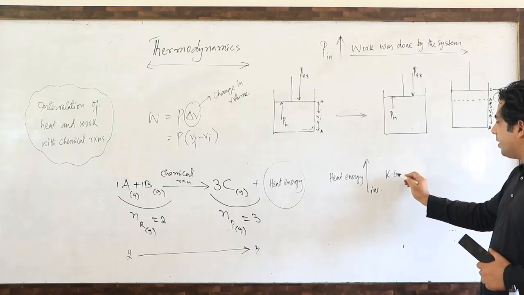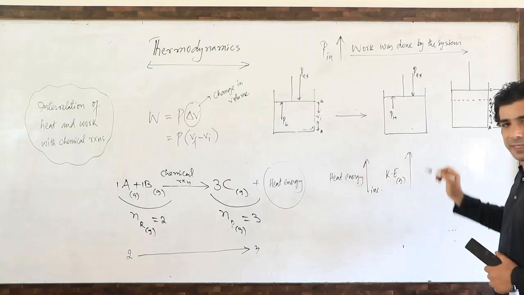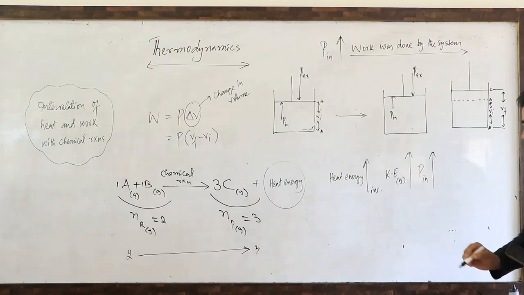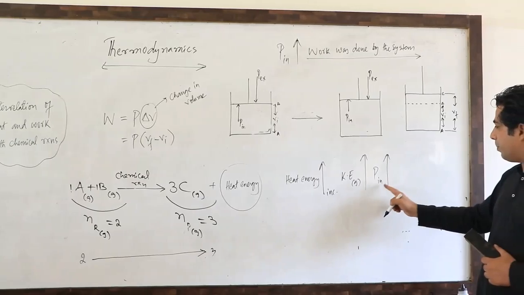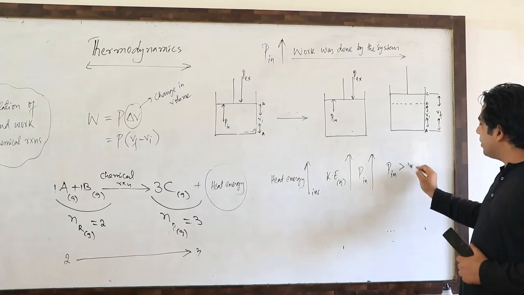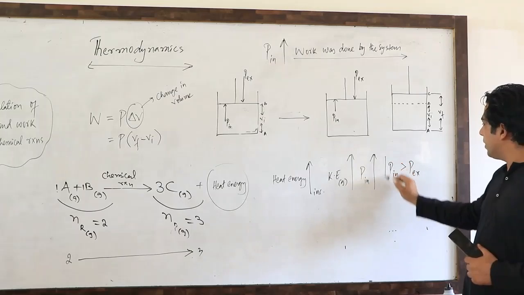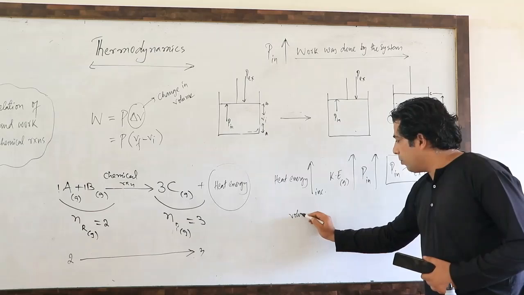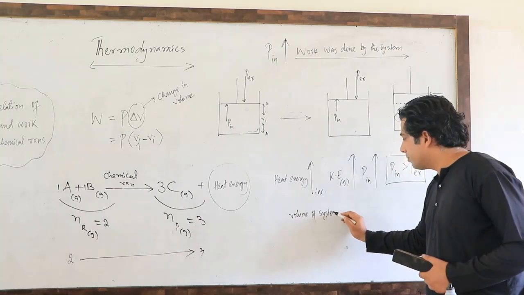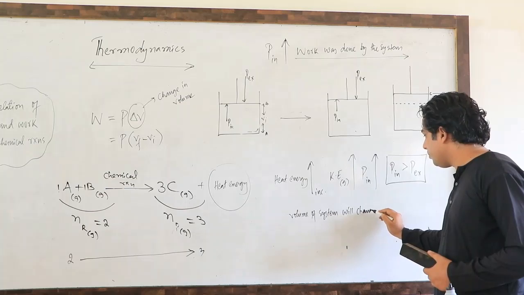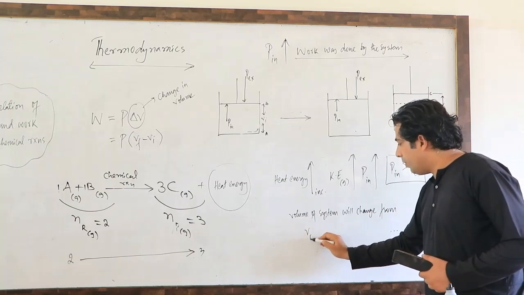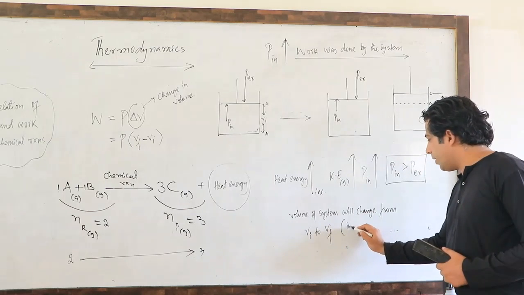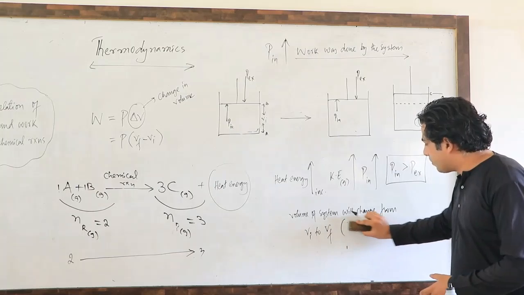So heat energy is produced in the reaction, so heat energy increases. That means the kinetic energy of the gas will also increase. When kinetic energy of gas increases, that means internal pressure will also increase. When internal pressure increases, then what will happen? P internal will become greater than P external. When P internal becomes greater than P external, then the volume of the system will change from Vi to Vf. Vi to Vf is nothing but an increase in volume, or you can also call it expansion.